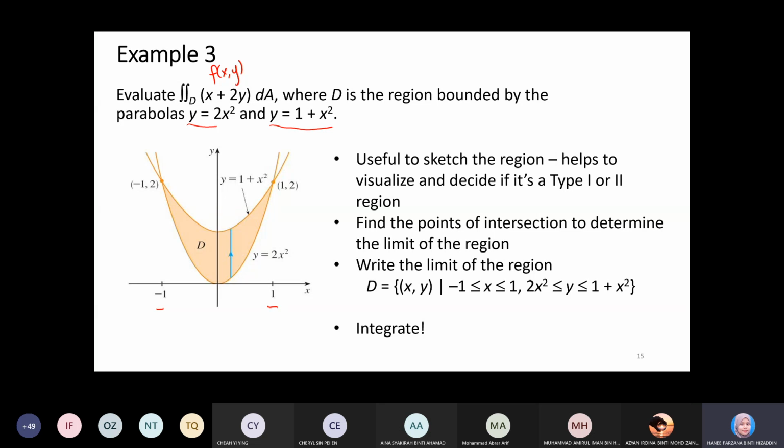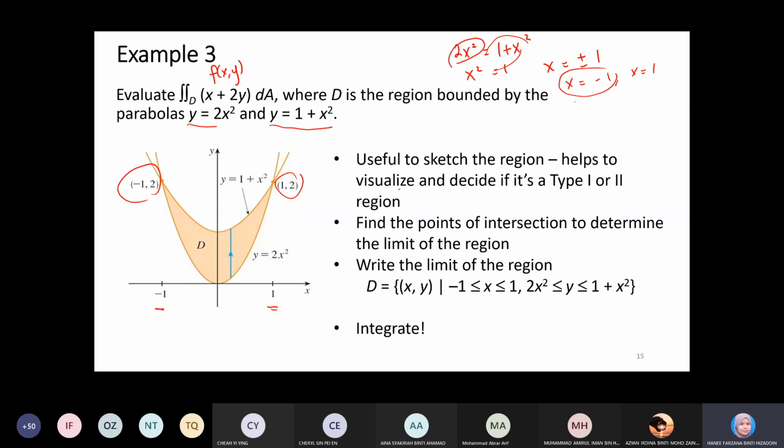The values -1 and 1 are not given in the question, but you can solve for them by solving simultaneous equations. You put 2x squared equals 1 plus x squared, and then you solve for x. So x squared equals 1, so x equals plus or minus 1. You get x equals -1 and x equals 1 as the solutions. Then you get the intersection points by putting x equals -1 and 1 into either function.